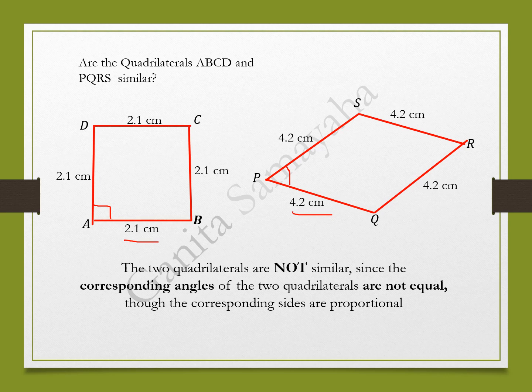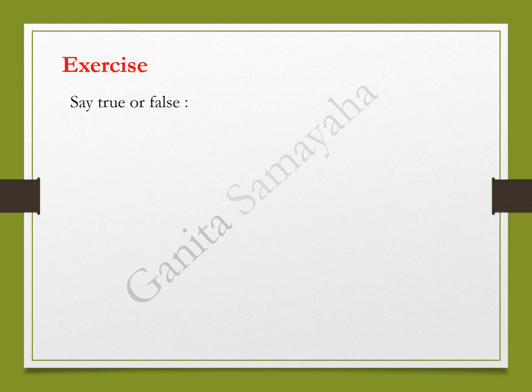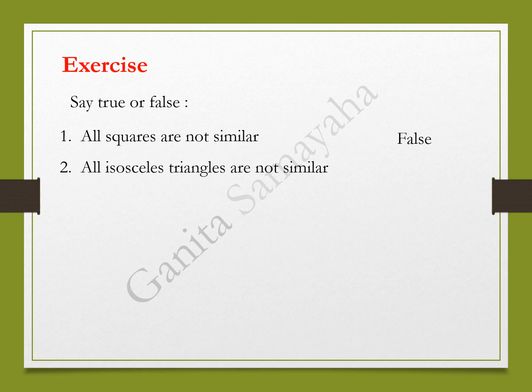Let us see another case. Here we have got some exercise for you, children. Say true or false. All squares are not similar. Is it true or false? We just learned this in the beginning of today's class. Yes, false. All squares are similar. The statement that they are not similar is false.